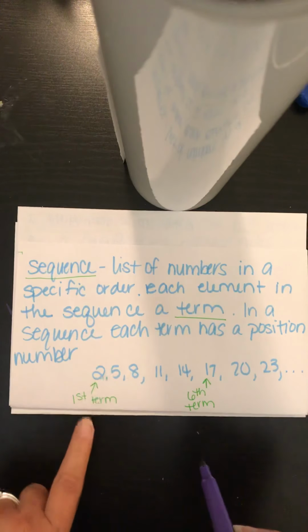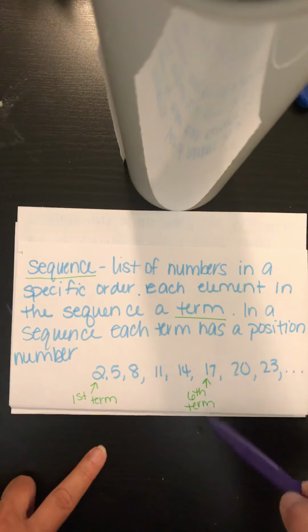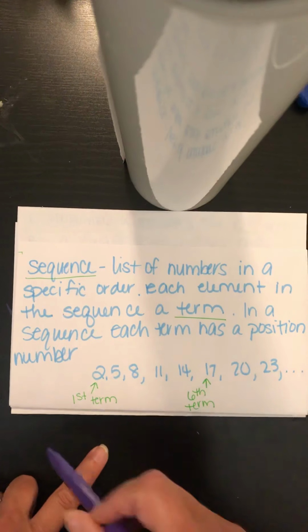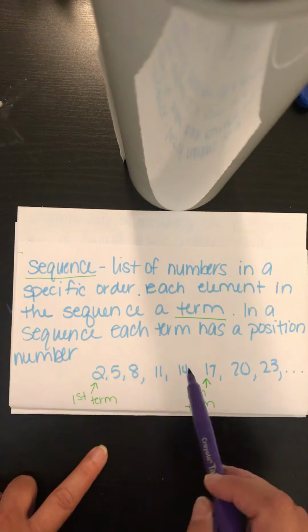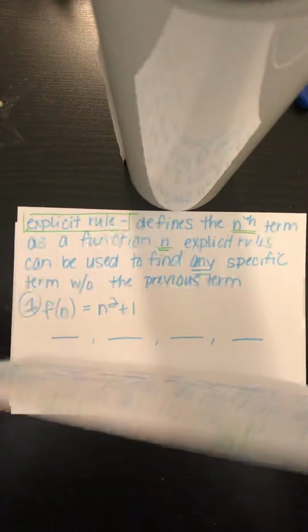And notice that that 2 is the first term. I have the rest of the numbers, and then notice that 17 would be the sixth term. Everything in between, second, third, fourth, fifth, sixth. It's not just first and sixth, it's everything in between. Okay, let's go ahead and look at the first example.